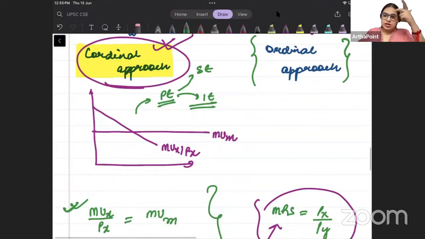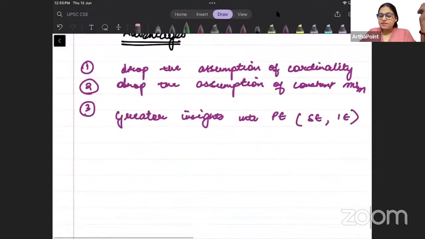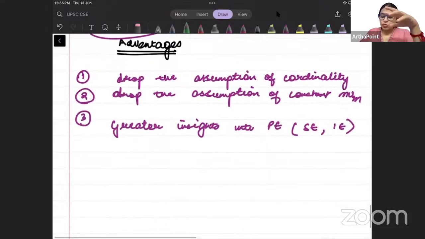Now we are going ahead and we are saying that when we talk about the ordinal approach, it actually goes ahead and talks about all these things, which I will be doing in maybe the next or next to next class. We will be talking about substitution effect and income effect and so on and so forth. So we talk about this in the ordinal approach, which we do not do there, right?